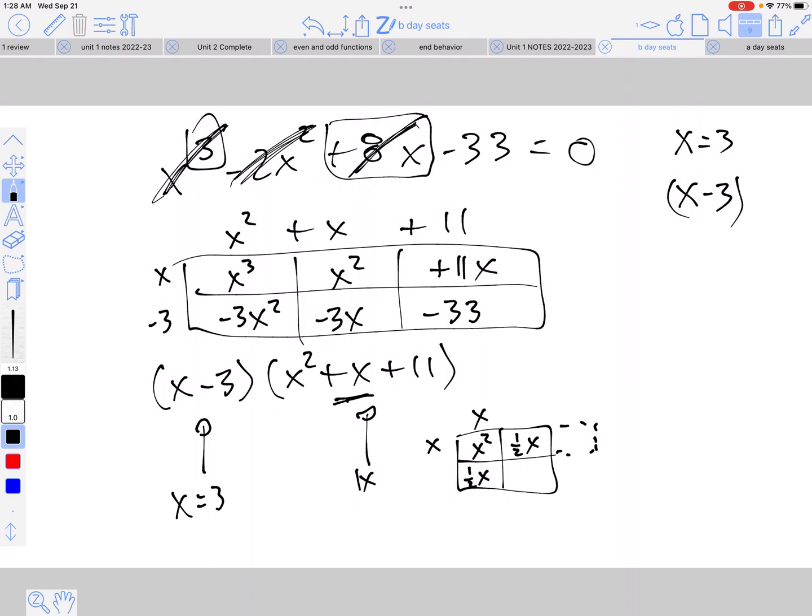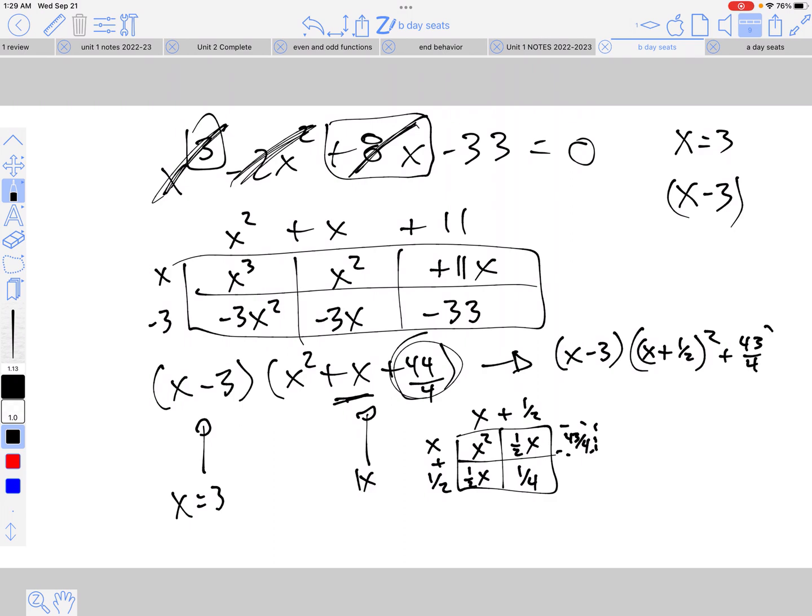1/2 plus 1/2 is 1x, which is what's in the center there. Okay, so that's x, that's x, that's a 1/2, that's a 1/2. And I know 1/2 times 1/2 is 1/4, but I don't want 1/4, I want 11, so I'm going to change 11 to the same denominator. 44 divided by 4 is 11. So I got 1/4, but I needed 44 fourths, which means I need 43 more fourths. That's my remainder for completing the square. Okay, so I have x minus 3 times x plus 1/2 squared plus 43 over 4.